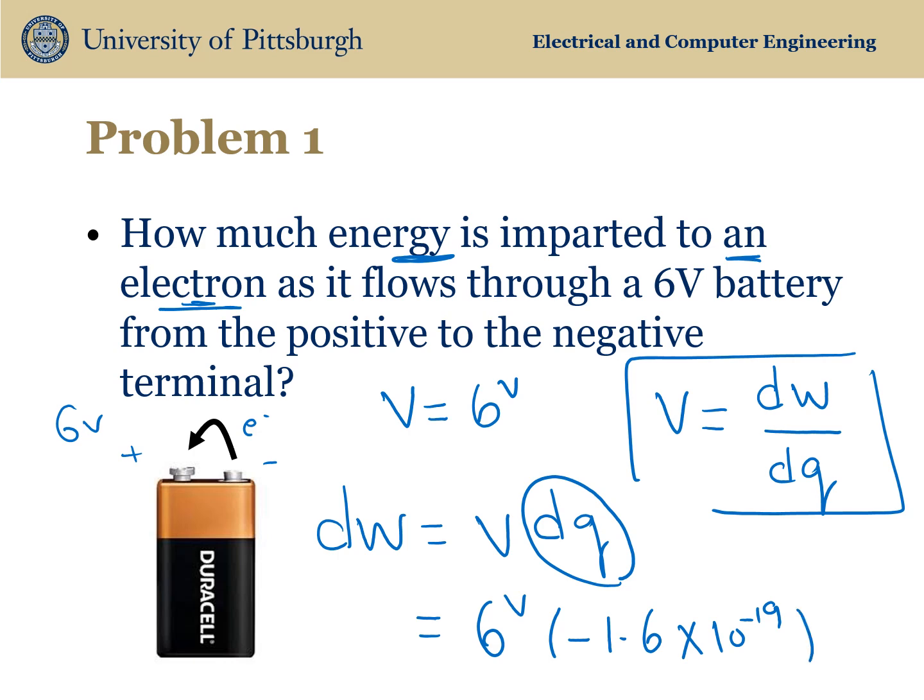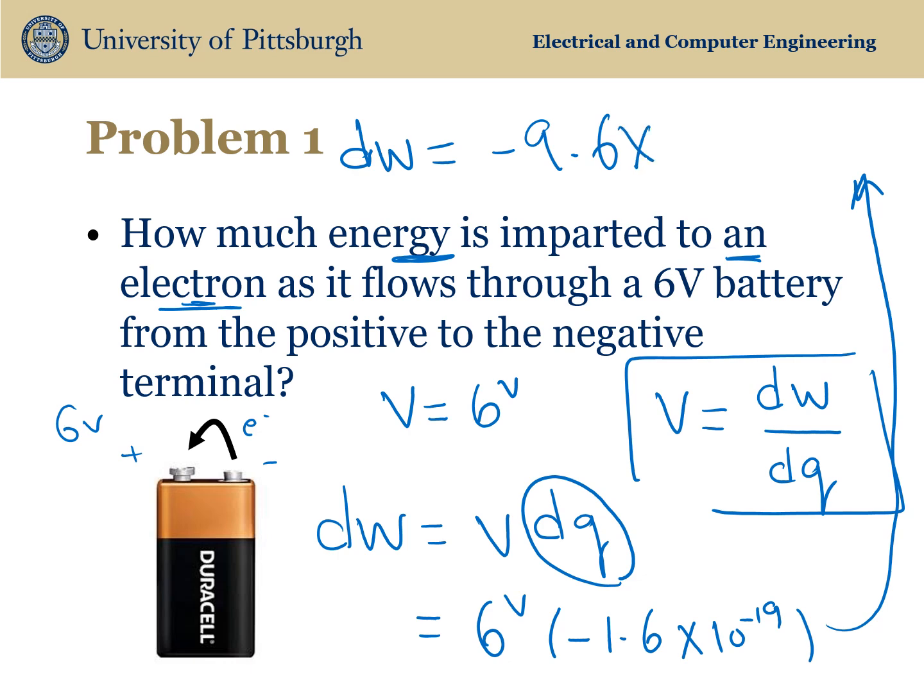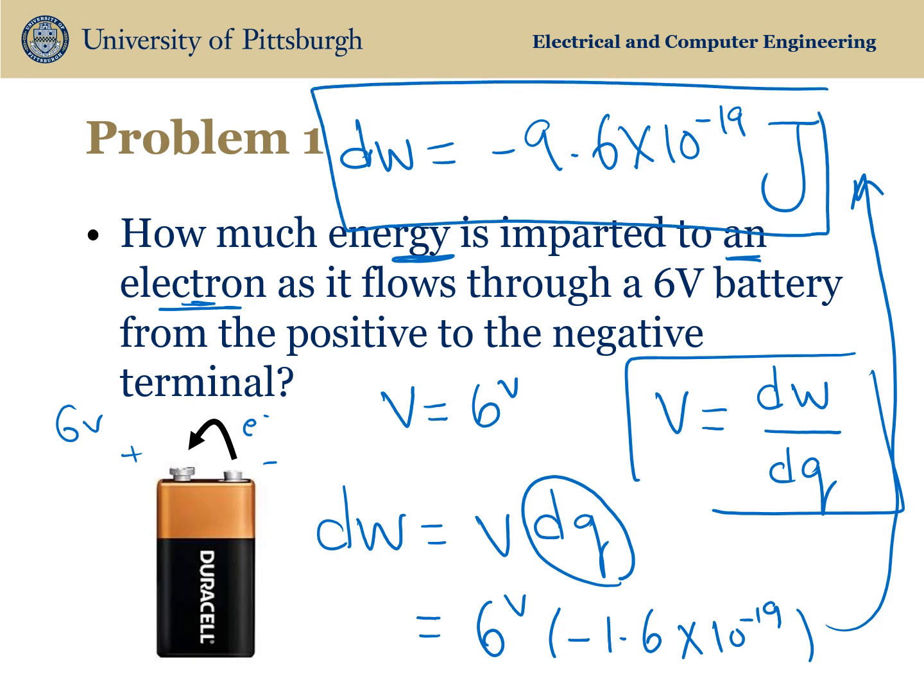So this gives us a solution for the work for one electron. It is equal to minus 9.6 times 10 to the negative 19, and don't forget the unit is joule for energy.